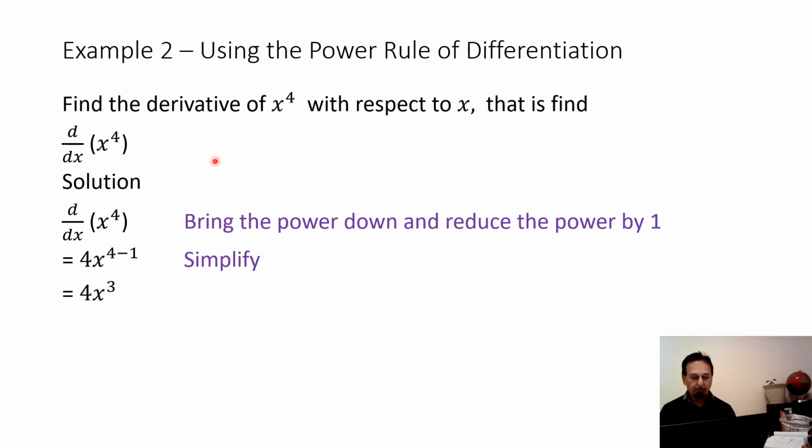Example 2. Find the derivative of x to the 4 with respect to x. That is, find d over dx of x to the 4. The power is 4. So now bring the power down and reduce the power by 1. So you have 4 times x to the what? Cube.